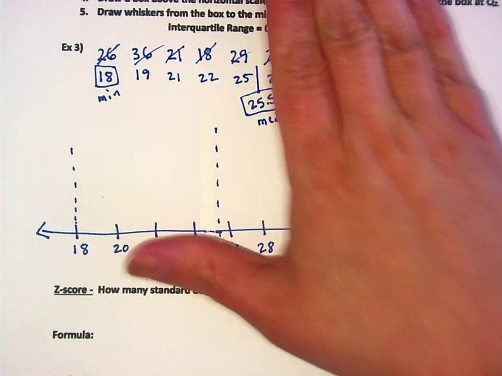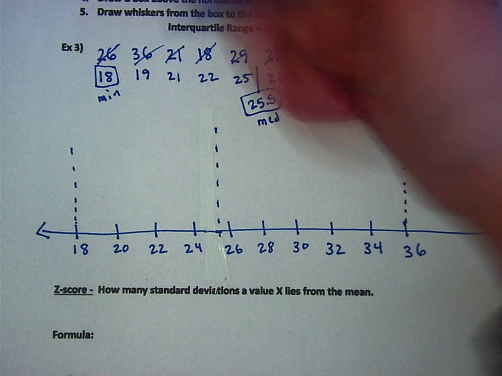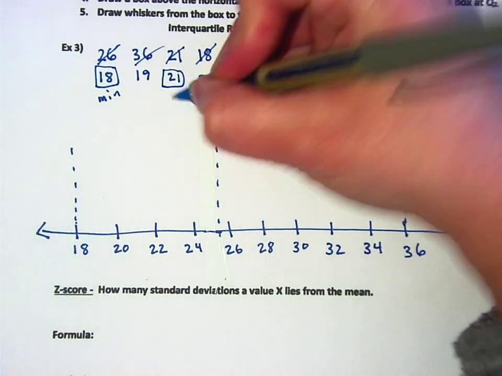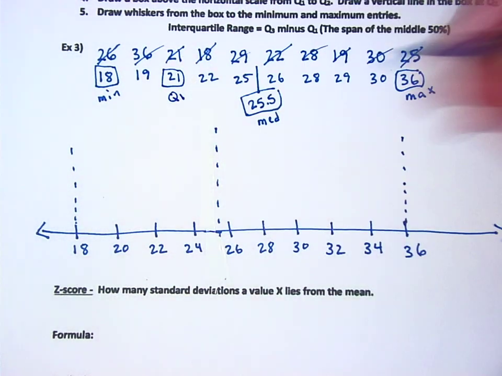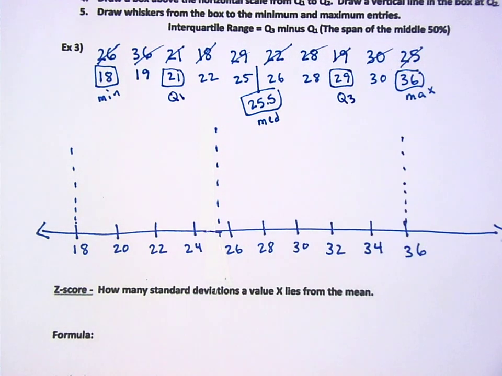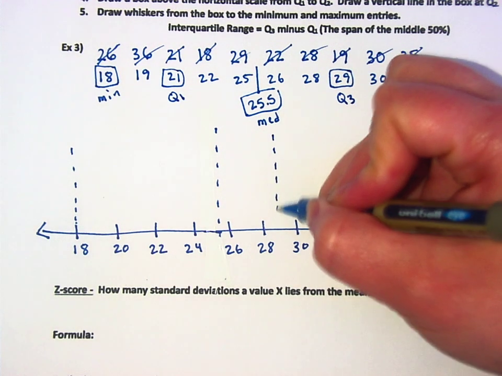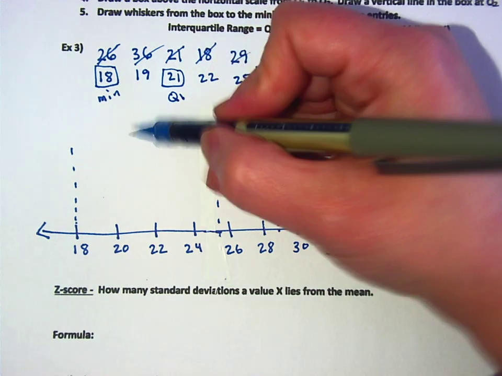Okay? All right, so now we need to find the median of the bottom half, which is 21. That's called Q1. And the median of the top half, which is called Q3, as in the third quartile. I'm going to put a dotted line at 29 and 21.